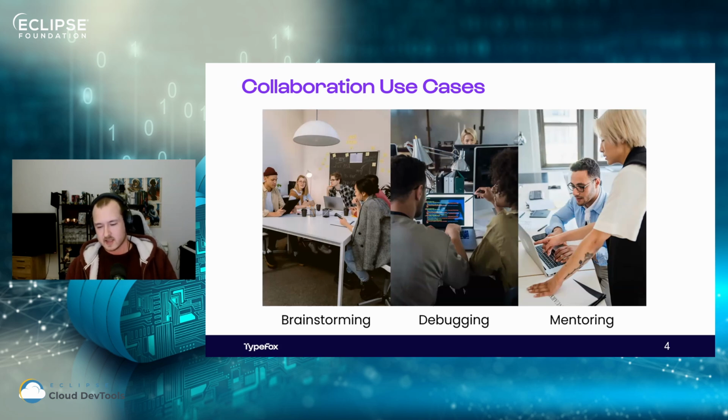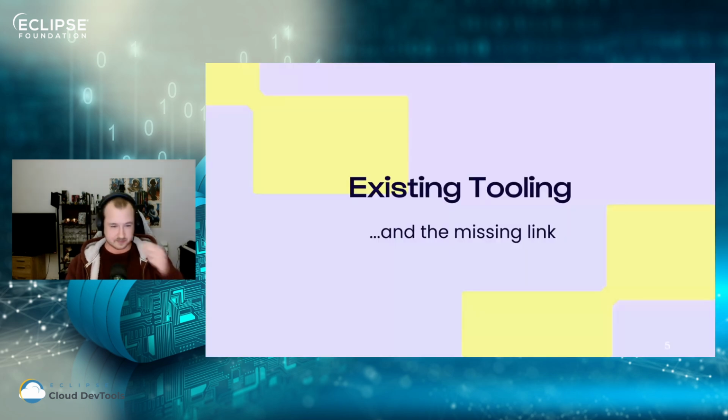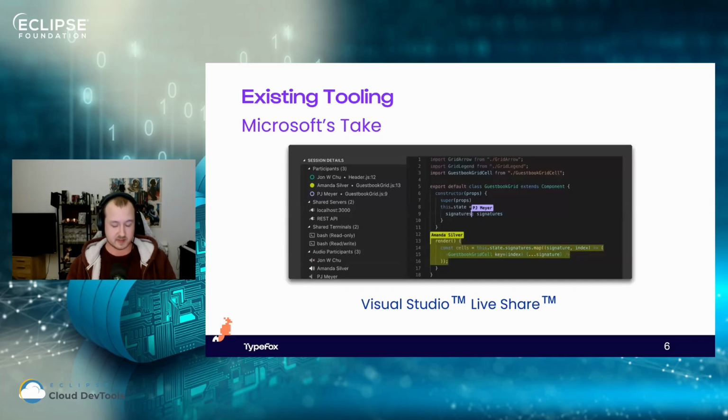And so getting into the thick of it and really mentoring people is also really important when it comes to collaboration and software engineering. And so we want to take a look at tools that already try to solve this, and see what the missing link here is as well, because I'm talking about something new, right? Something is missing here.